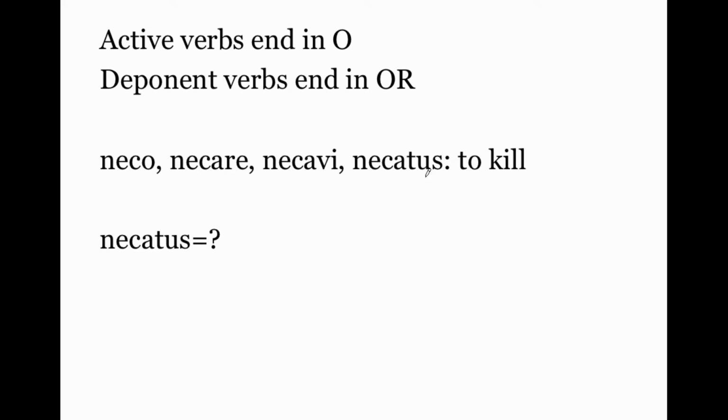So now, apply that knowledge to this. First of all, you ask yourself, is neco an active verb or is it a deponent verb? Well, look, it ends with an O. That means it's an active verb. Now you ask yourself this question. How do I translate necatus, the fourth principal part, the past participle of this active verb? Remember, the past participles of active verbs are passive. So if the verb means to kill, the past participle necatus means killed, having been killed.